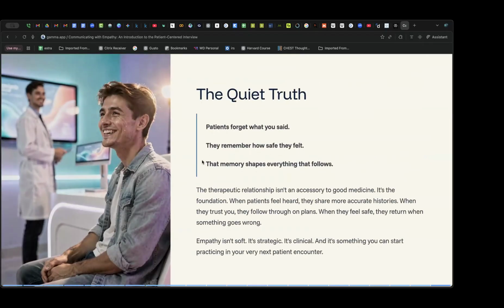And frankly, at the end of the day, the patients will forget what we said. They will forget what we do, but they'll never forget how we made them feel. If the patient feels safe, that memory shapes everything that follows.